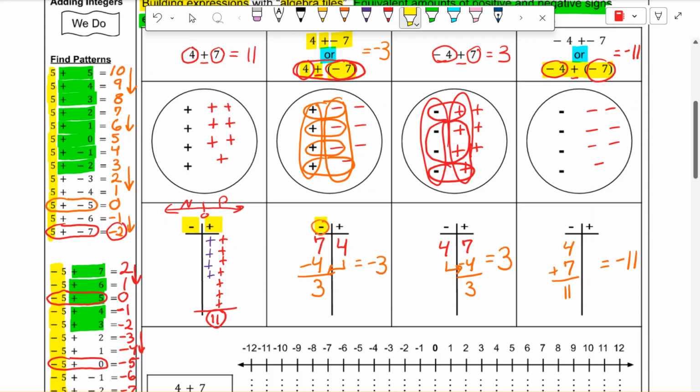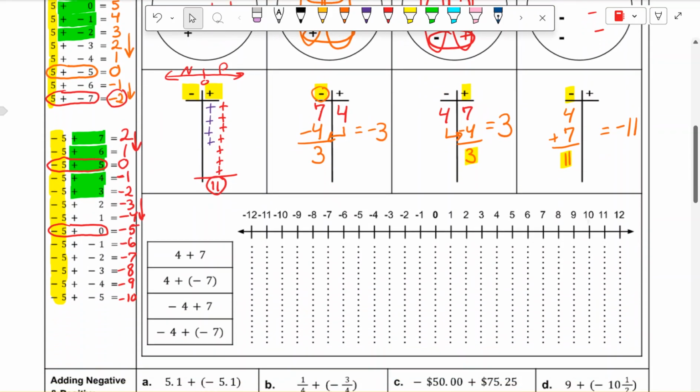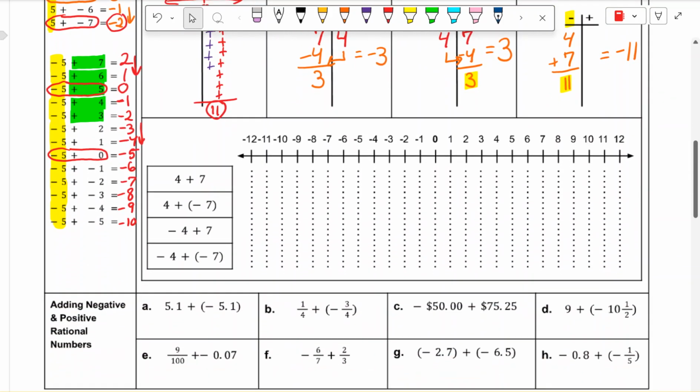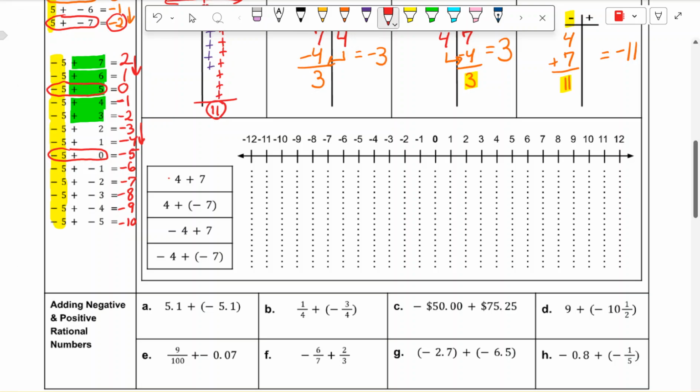So pay attention where you finish. This is positive. This is negative. All right, that's the universe of 0. That's the t-charts, and now we have the number line. All right, so here's what we're going to do. We'll take this problem like we've been working with, 4 plus 7. We always want to start at 0. So always when you're working with number lines, look for the number 0.